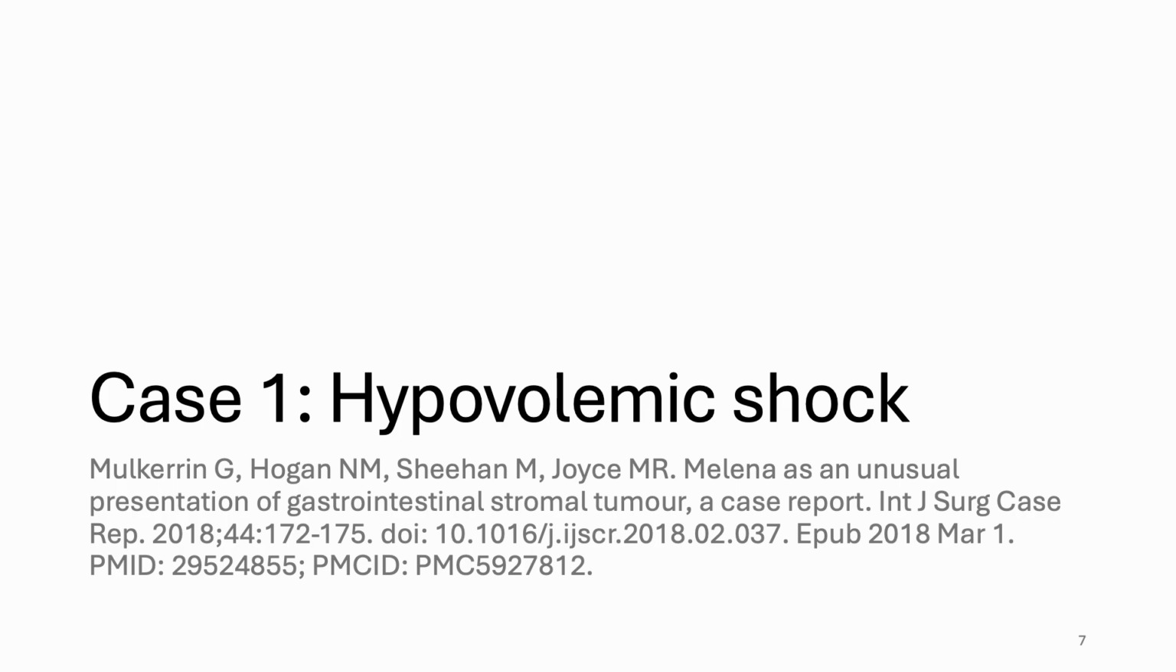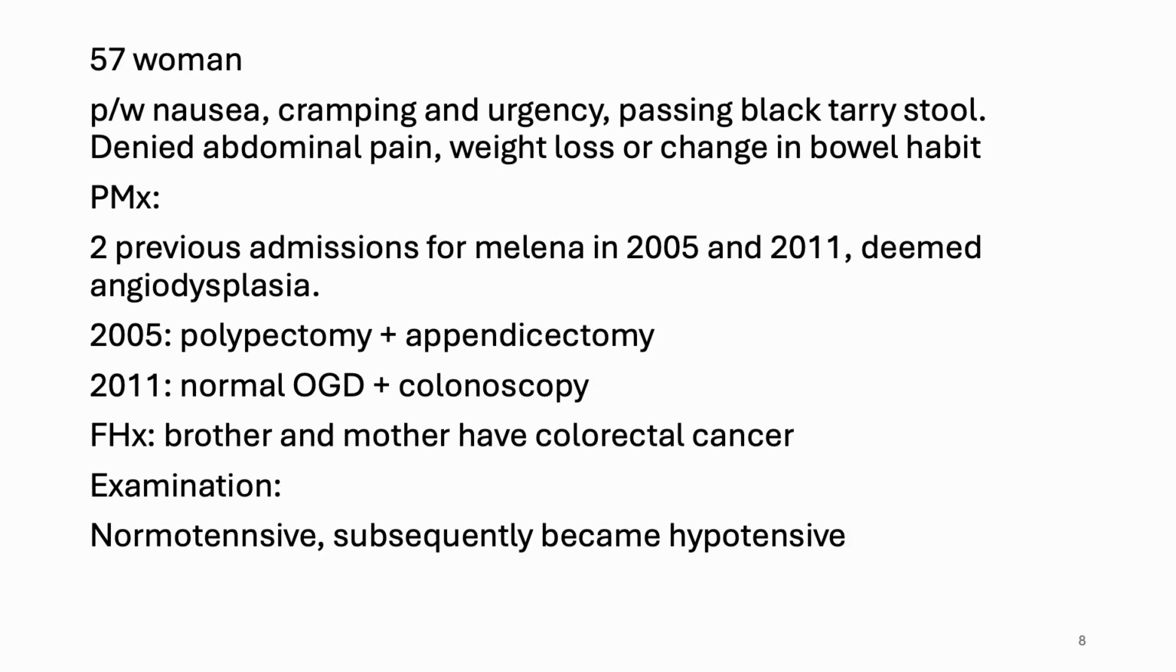Case number one is hypovolemic shock, and this is published by Lucarin and colleagues. The authors described a 57-year-old woman who presented with nausea, cramping, and urgency, passing black tarry stool. She denied abdominal pain, weight loss, or change in bowel habit. Significant past medical history is that there were 2 previous admissions for melena in 2005 and 2011, and the treating doctor gave a provisional diagnosis of angiodysplasia.